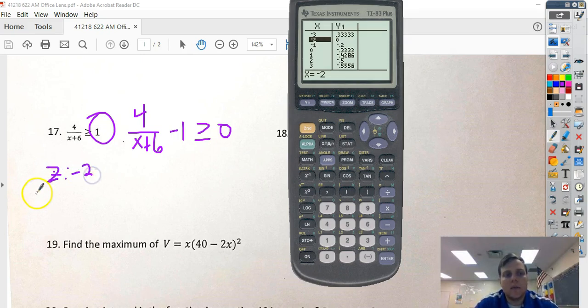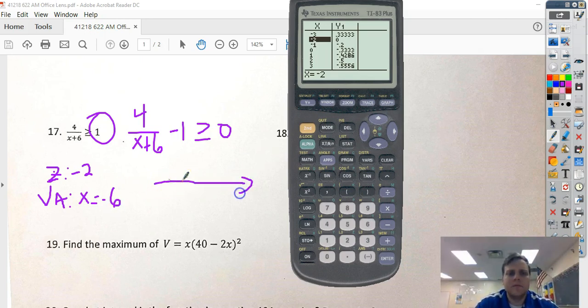And then my vertical asymptote, the denominator is not going to change. So set the only denominator we have equal to 0. So that gives me x equals negative 6. So now I can create my number line. My number line is negative 6 and negative 2. So pick a number to the left of negative 6, such as negative 10.